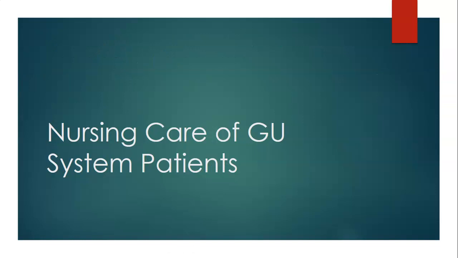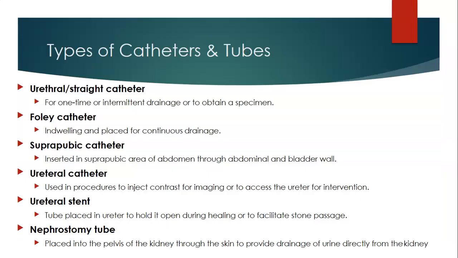All right, next we have nursing care of GU system patients. So first we're going to start with catheters and tubes. Some of these will be familiar from 103, potentially some of them not so much. So a urethral catheter is also called a straight catheter. We've done that in 103. This is going to be for a one-time or intermittent drainage or to obtain a specimen.